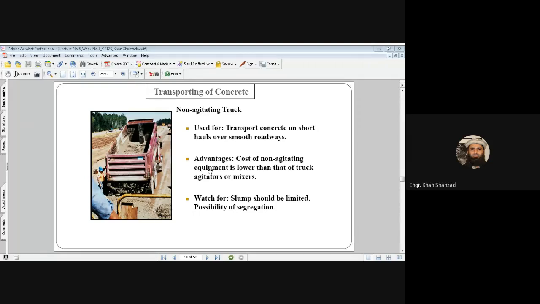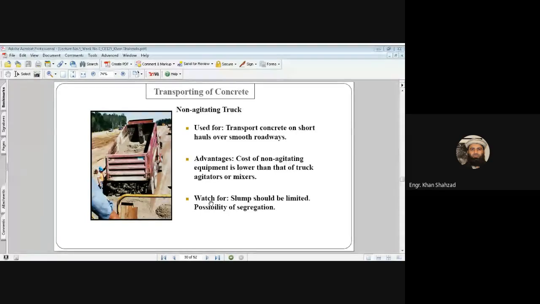Cost of non-agitating equipment is lower than that of the truck agitators or the mixers. You will see in the next slides what are called agitator trucks. So here we don't have an agitator, so the cost of transporting will be less.